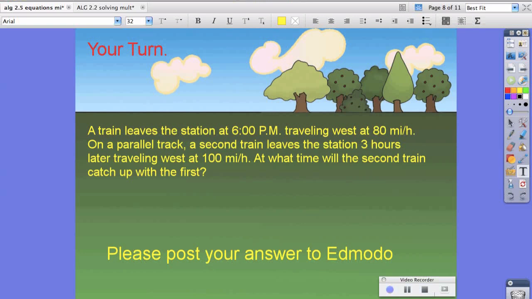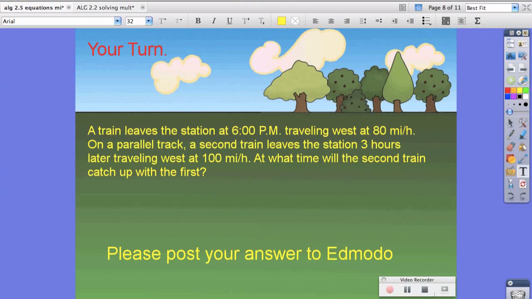Now it's your turn. So let's look at this problem. A train leaves the station at 6 p.m. traveling west at 80 miles per hour on a parallel track. The second train leaves the station 3 hours later traveling west at 100 miles per hour. At what time will the second train catch up with the first?